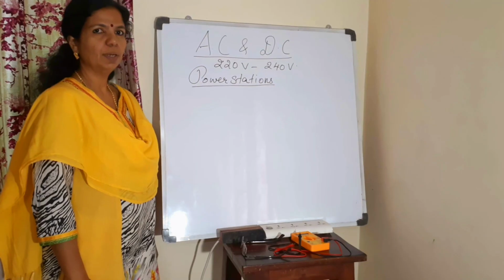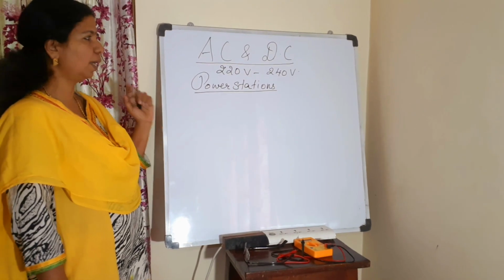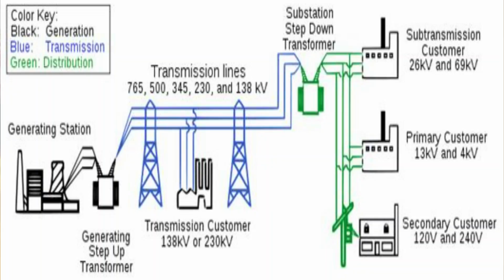So where do you get this AC from? You get AC from the power stations. At home we are getting it from the electricity board, but who is giving power to the electricity board? It is obtained from the power stations and transmitted from there. It is then given to the substations, and from the substations it is given directly to the customer. This is called the transmission and distribution of power. You will study this in detail in class 10.